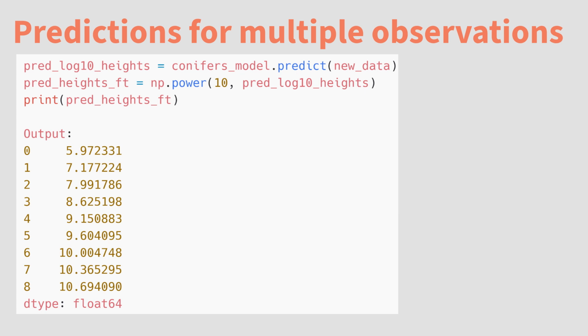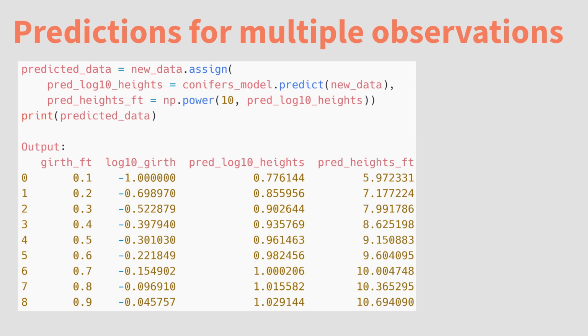Now we can use the predict method on the new data to calculate the log10 heights. We will then back transform them to the heights in feet by raising them to the power of 10 to get the predicted heights. To make it easier to see all the data, we can add these predicted height values to the girth values of the new_data data frame. To do this, we will use the assign method from pandas as shown here.